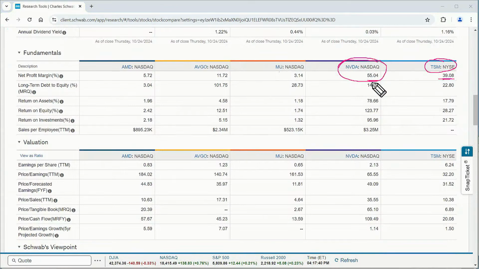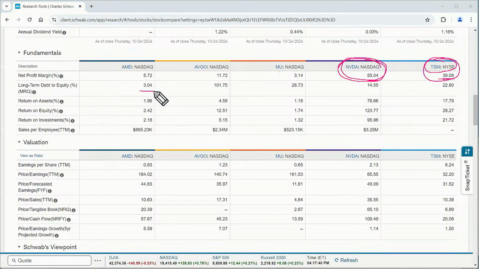But some industries are lower. Walmart is never going to have, I don't think, a 55% profit margin. Grocery stores don't have that, or a 39% margin. They run much tighter margins. That's just the nature of the business. These guys, not so much.